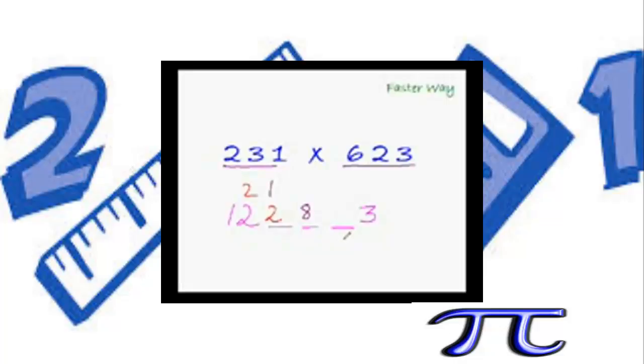Now the last middle digit. Do the rainbow with the last two digits. So 3 times 3 is 9 and 1 times 2 is 2. 9 plus 2 is 11. That's it. Add all these numbers. It would be 143913. That is, in a few steps, you have multiplied a 3-digit number with another 3-digit number.